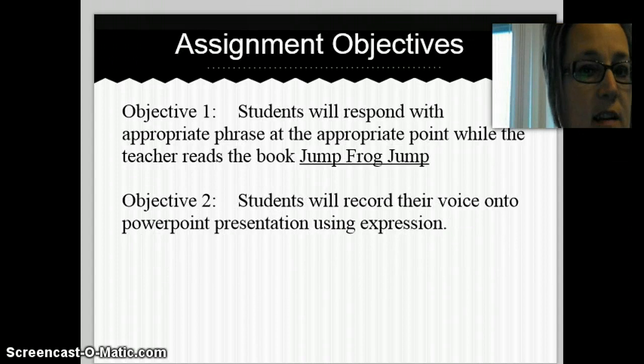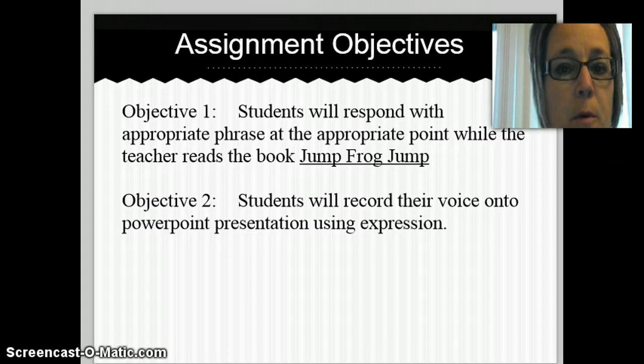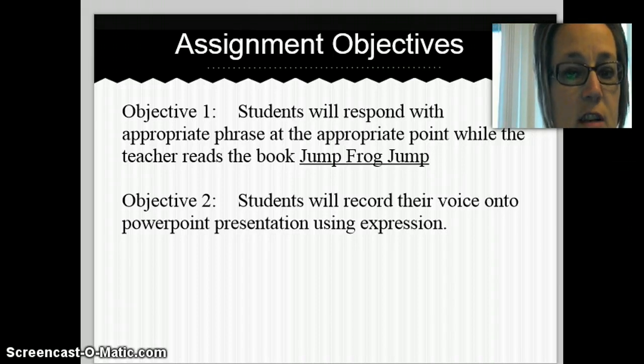There are two objectives to this assignment. The first being that the students will respond with the appropriate phrase at the appropriate point while the teacher reads the book Jump Frog Jump. The second objective is that the students will record their voice onto a PowerPoint presentation using expression.